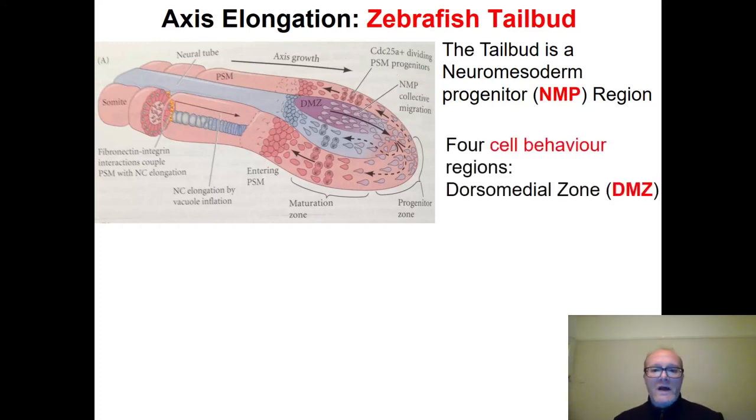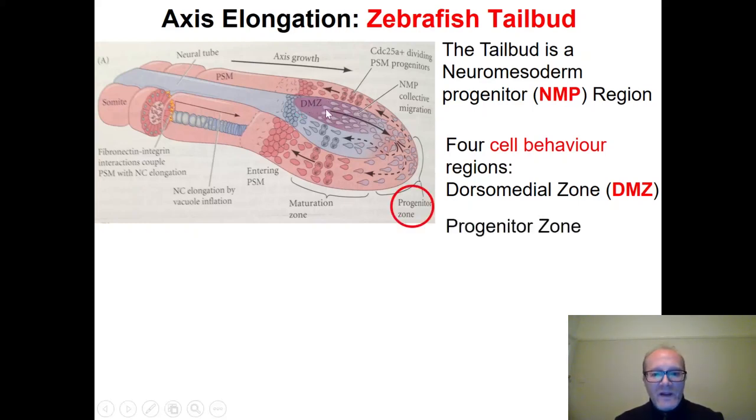In the tail bud, we recognize 4 regions where cells are doing different things. The first one is the DMZ, the dorsomedial zone. DMZ is not for demilitarized zone, but is the dorsomedial zone. The cells in the dorsomedial zone are moving posteriorly, and doing so they are pushing the posterior part of the tail bud.